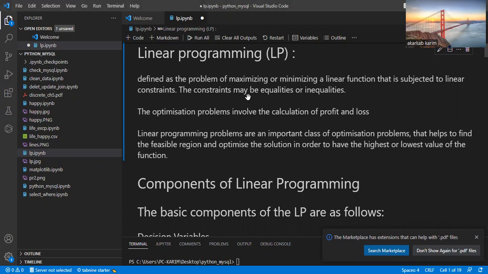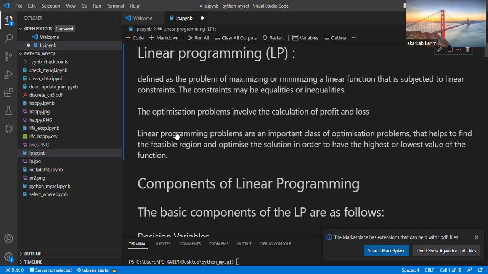So the constraints may be equalities or inequalities. That means minimizing or maximizing a linear function. First, we have some constraints. We cannot ignore or cancel those constraints. So the optimization problems involve the calculation of profit and loss.